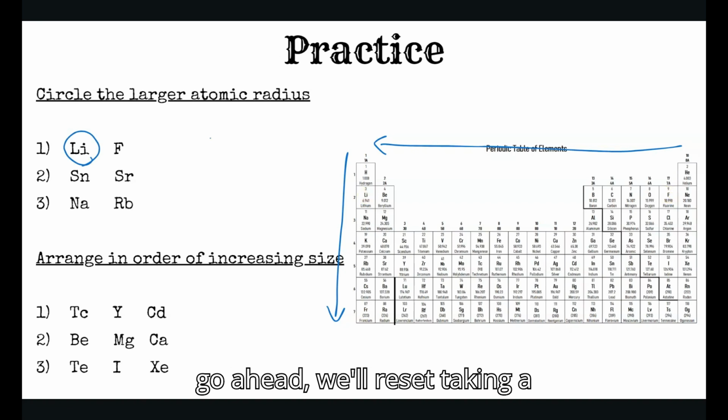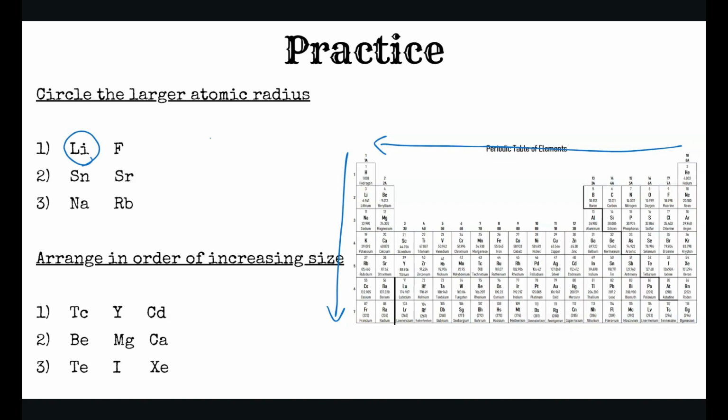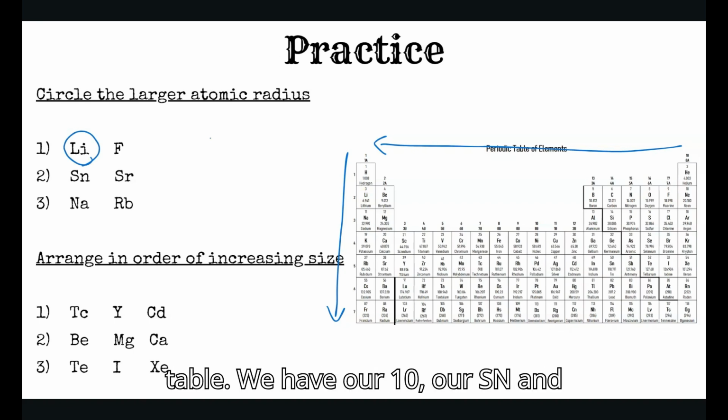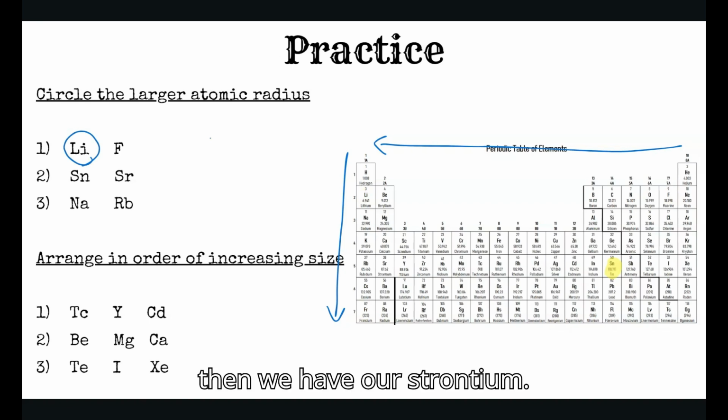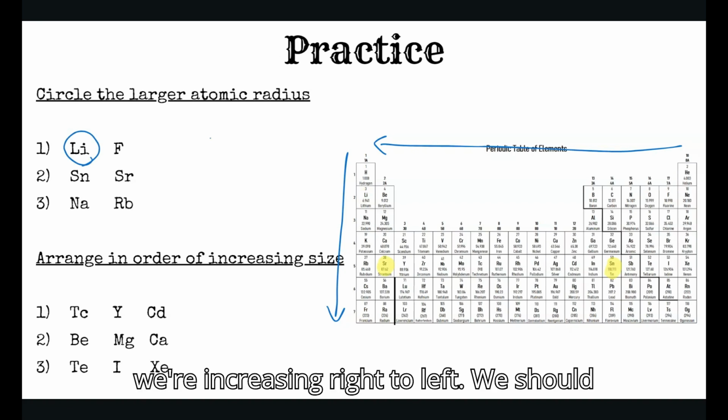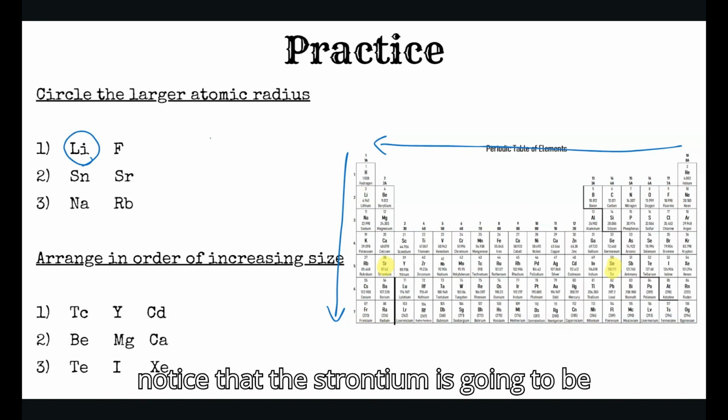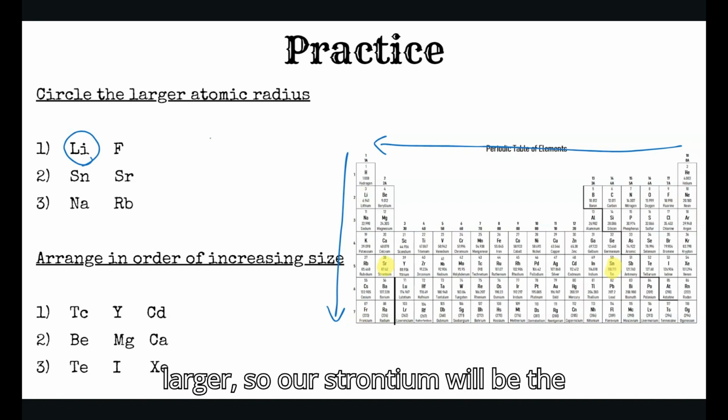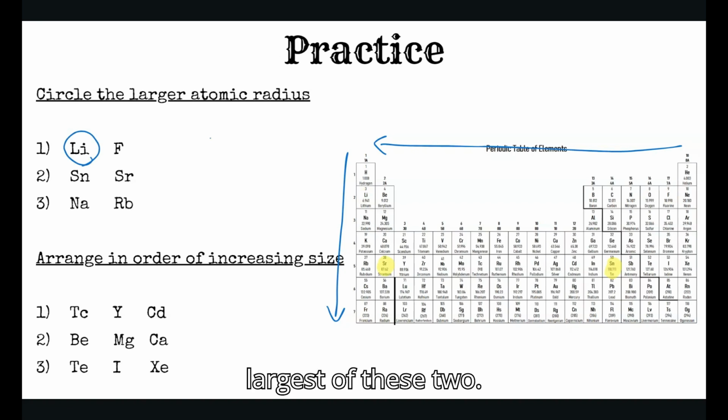Let's go ahead, we'll reset. Taking a look at our Sn and our Sr. So we'll find these on the periodic table. We have our tin, our Sn, and then we have our strontium, our Sr. Following the trend, we're increasing right to left. We should notice that the strontium is going to be larger. So our strontium will be the largest of these two.